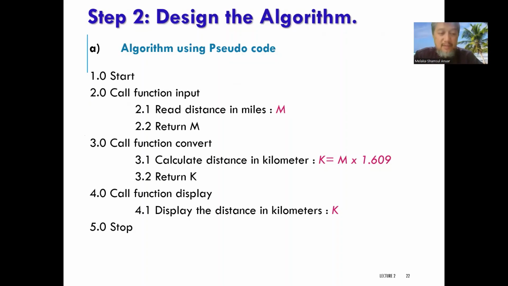Then the third one is call function to convert. The first step is to calculate the distance in kilometers using k equals m times 1.6, and then return that value k, and then call function display. So you want to display what k is in kilometers. Okay, finally stop. So this is pseudocode in human language, in high level language.